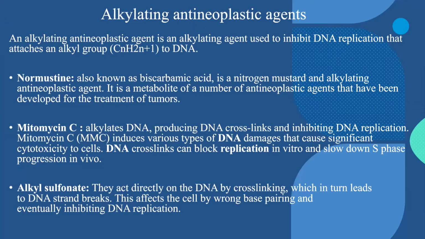Alkylating anti-neoplastic agents. These alkylating anti-neoplastic agents are used to inhibit DNA replication. That is, these chemicals add an alkyl group into the DNA, thereby affecting normal DNA replication. The alkyl group can be either a methyl group or an ethyl group or any other alkyl group. The common examples are nor-mustine, mitomycin C, and alkyl sulfonate. All these act as alkylating anti-neoplastic agents, thereby adding an alkyl group into the DNA.